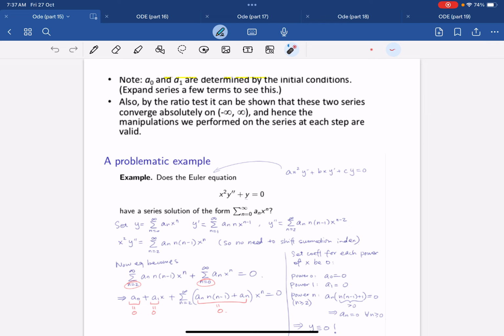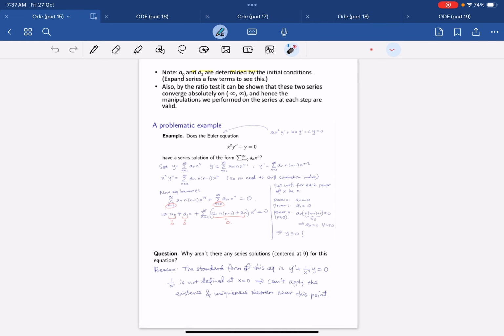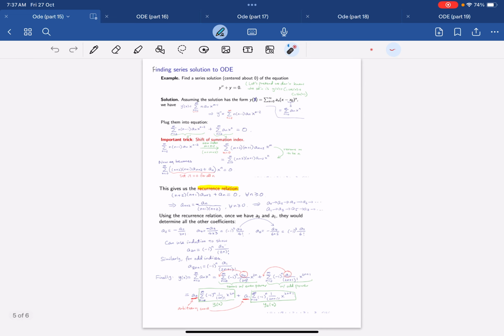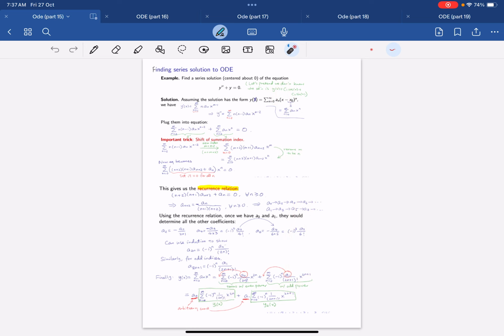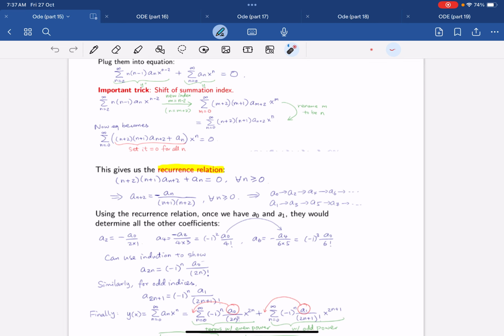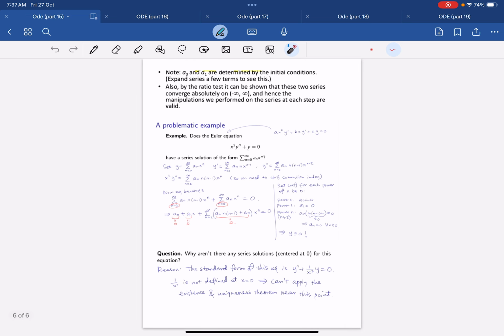We can also now use the ratio test to show that this series converges, which proves that all this manipulation we have done here will hold true. So what you're really doing is that if you already know that you can use a series solution, you can just assume that it's of that form, and when you solve it out, everything will hold automatically.